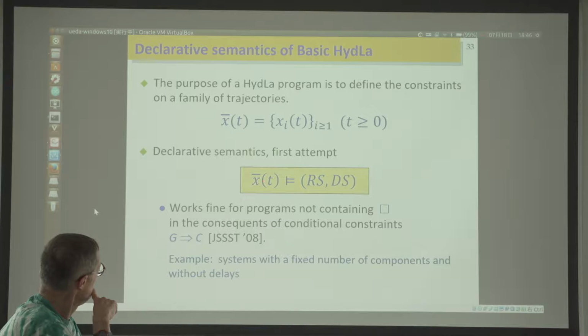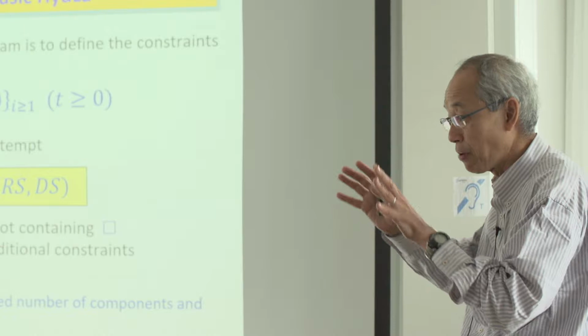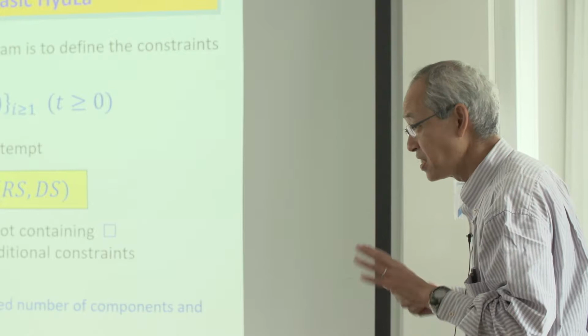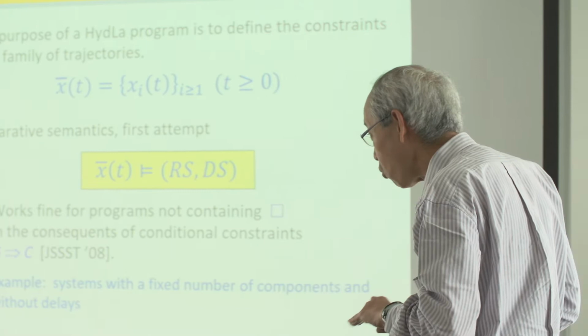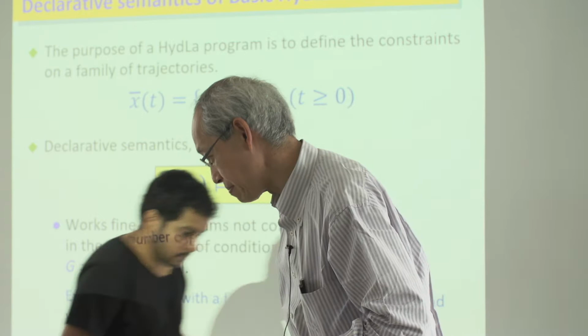In the declarative semantics, some trajectory satisfies the specification written as a Hedora program. The specification comes with two parts. One is the partially ordered set of constraints. The RS, the rule part, determines the priority or hierarchy of rules, and DS is just a set of rules. In the slide it says the first attempt, but I think we don't have to be more detailed about that, which reflects the semantics of the recent Hedora.